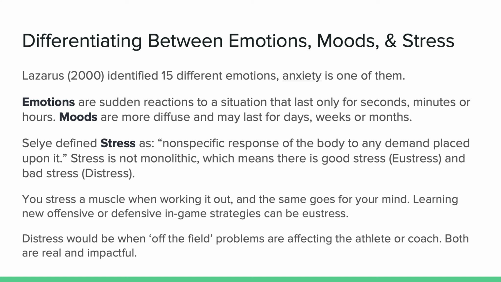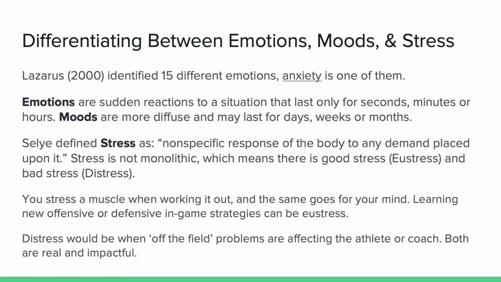Emotions, moods, and stress are different. Now, Lazarus did identify 15 different emotions, and anxiety is just one of them. So emotions are going to be sudden reactions to a situation, and they're going to last for a relatively short amount of time, seconds, minutes, hours, those types of things. The moods are going to be a little bit more amorphous, a little bit more diffuse, and they may last for days, weeks, potentially even months. All right, and this is really important to us because as we start thinking about how that might relate to stress, well, stress is something different than emotions and moods.